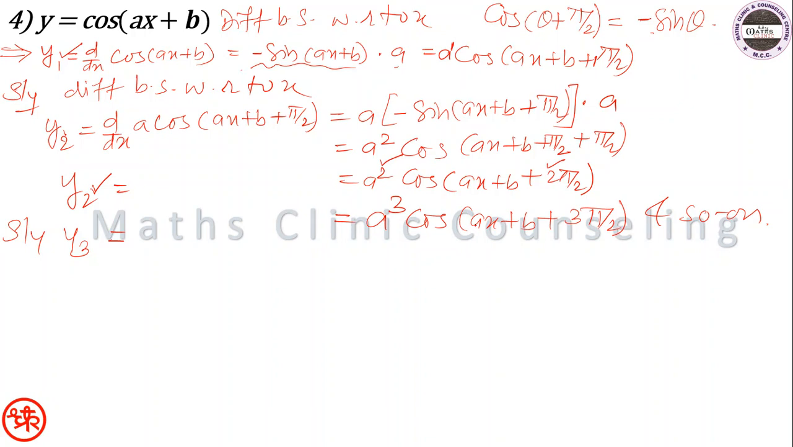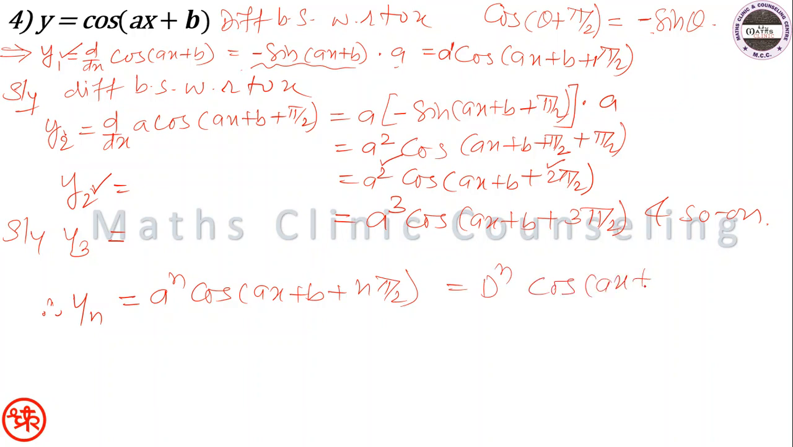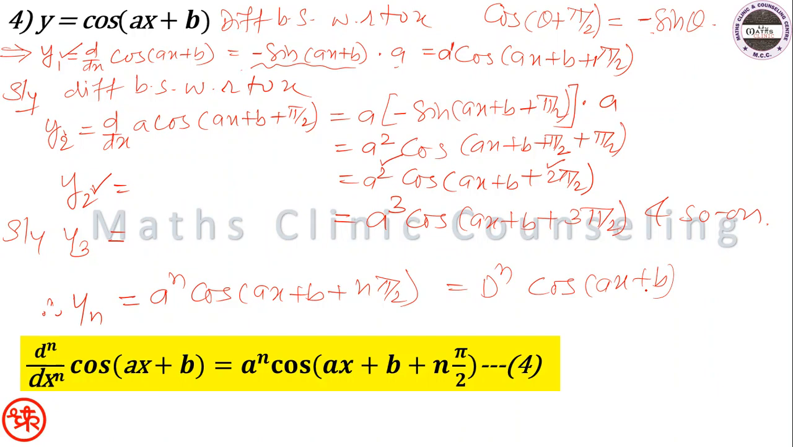If we continue, we can find out y4. y4 will be a to the power 4 cos of ax plus b plus 4 pi by 2. So what will yn be? Therefore yn is equal to a to the power n cos of ax plus b plus n pi by 2, which is dn of cos of ax plus b. Is that clear? So this is the formula. dn of cos of ax plus b is equal to a to the power n into cos of ax plus b plus n pi by 2.